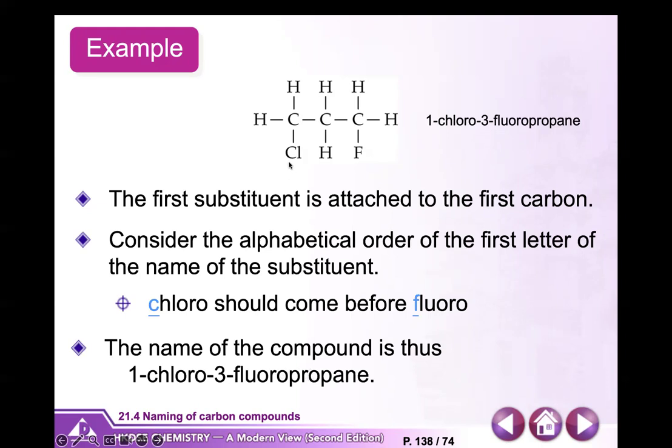So remember, if both of them are encountered in the first carbon, we follow the alphabetical order. The C will go before the F in the alphabetical order. So the chloro group will be the first carbon.